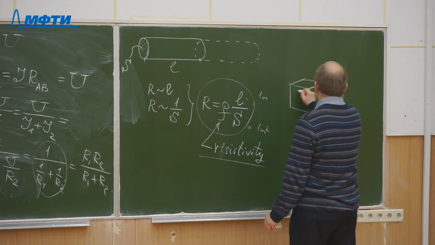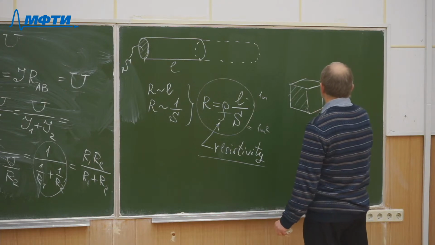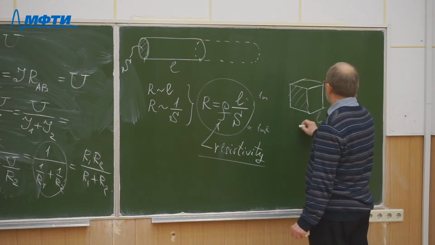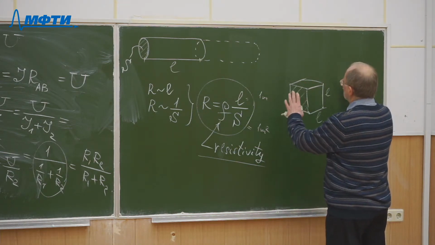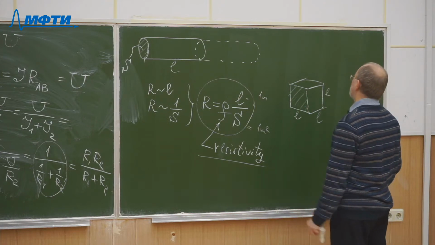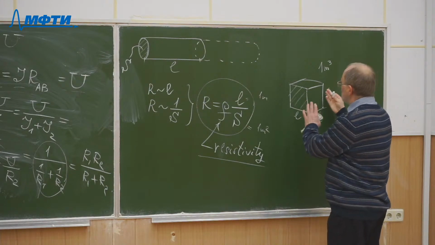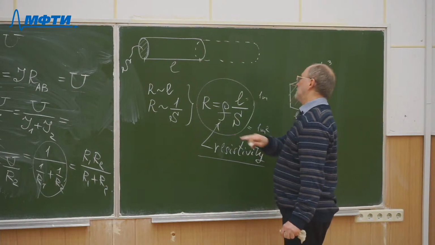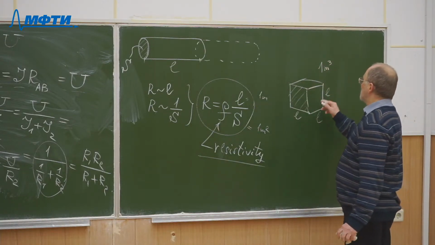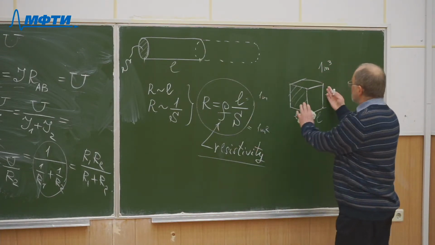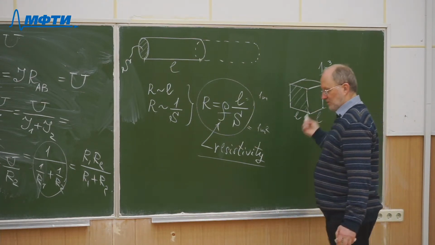of material where this is cross section, this side of the cube is equal to L, and this is also L, and this is L. So if you measure the resistance of such a cube between two opposite faces, then this 1 cubic meter of material will produce a resistance equal to its resistivity. So in the international system of units, the resistivity is the resistance of 1 cubic meter of material which has the shape of a cube.